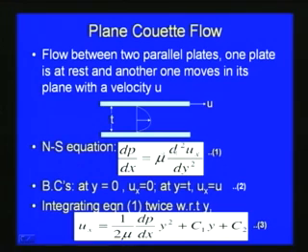as in equation number 1. The difference from the plane Poiseuille flow which we have seen is that here the top plate is moving, so the boundary conditions change. For this case where the plates are at a distance t, at y equal to 0, that means the bottom, the plate is fixed, so the velocity ux is equal to 0. The top plate is moving with a velocity u, so at y equal to t, ux is equal to u. These are the boundary conditions.